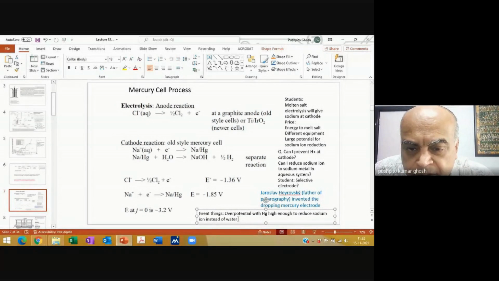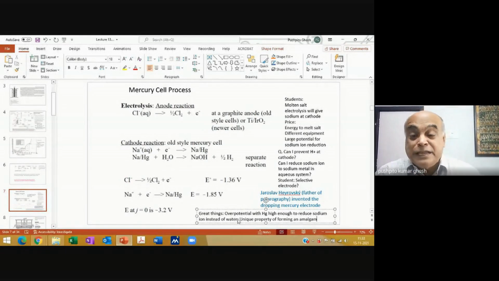And the unique property of forming an amalgam. So imagine there is sodium there, but it's still not reacting with water. What a remarkable thing. What is the price that I paid?